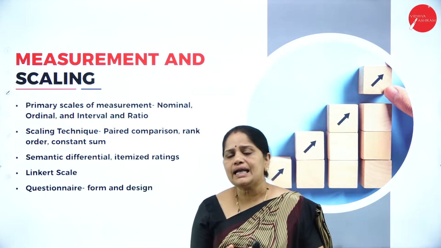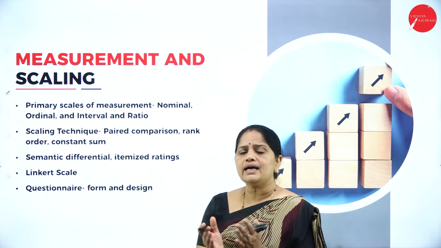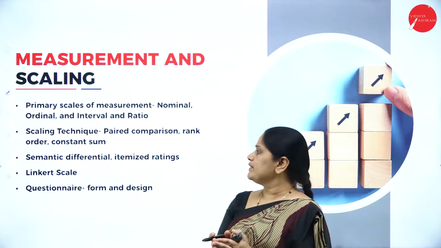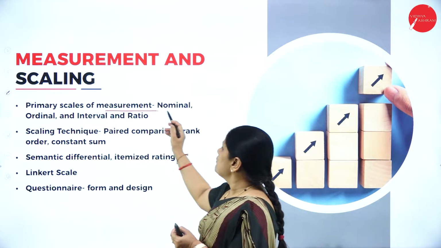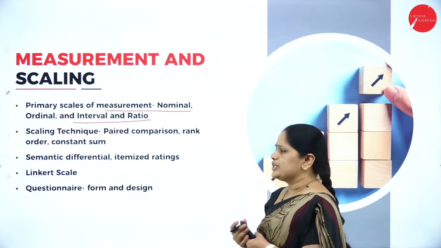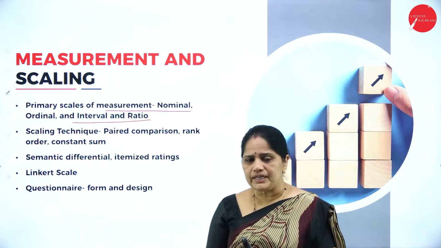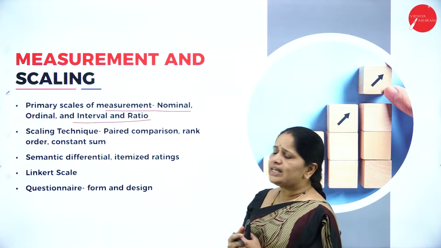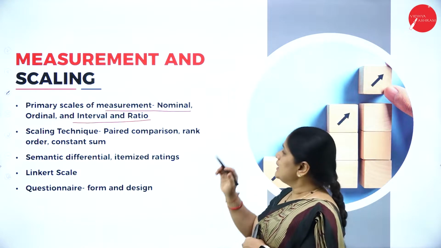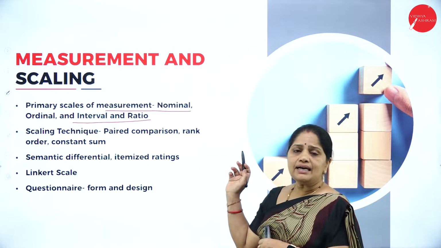So, when you are collecting the data, we have to collect all the data. You have to measure whatever is the data given. So, primary scales of measurement: nominal, ordinal, interval and ratio. Whenever we are collecting the primary data from the field, we have to use various scales of measurement. So, the various scales of measurement are the nominal scale, ordinal scale, interval and the ratio.